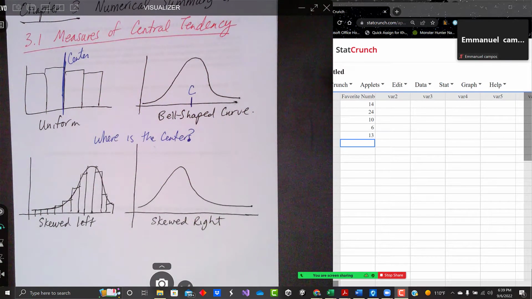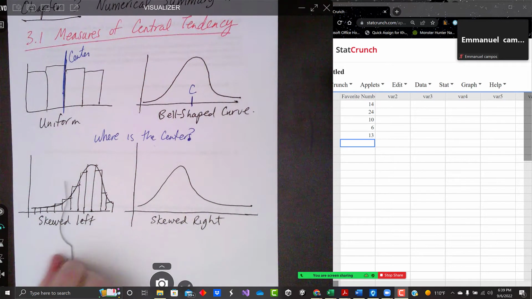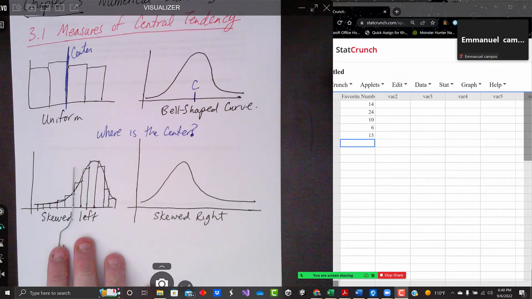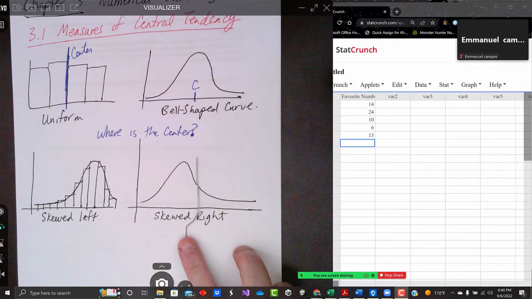Let me do something better. Use that paper clip. Like if I do the center of the graph, that didn't come out straight. Let's make it straight. There you go. If I do the center of the graph, well, I don't have hardly anything on the left, and I got a lot on the right. Same thing if I do it on the skewed right. If I put it in the center of the graph, now I don't have hardly anything on the right, but I have a lot on the left.